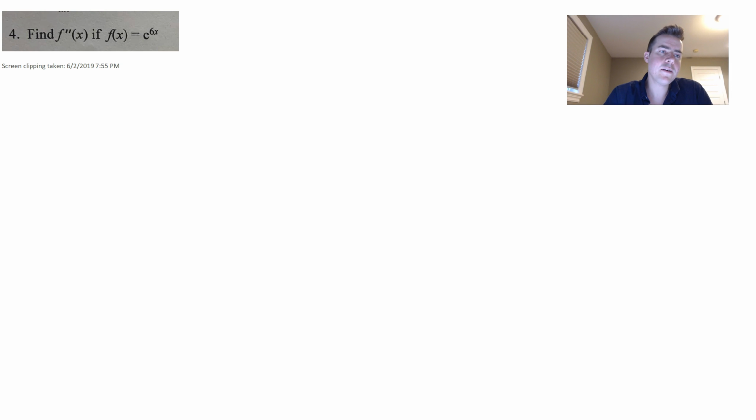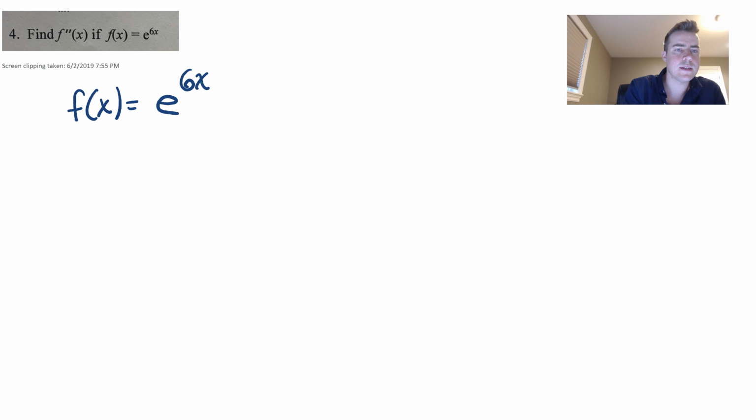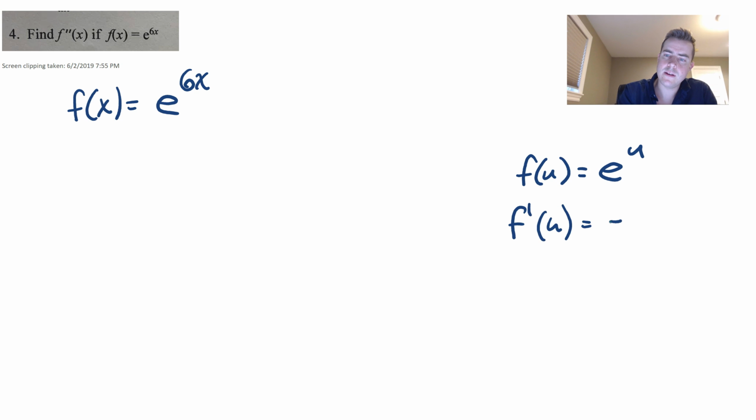Okay, find the second derivative of this here. So we have y equals that. So f of x equals e to the 6x. Now with e's, this is a little bit tricky, the way that you take the derivatives. But basically what I like to think is if you have f of x is e to the u, or I should say f of u here, the way you take the derivative is you keep e to the u times the derivative of u.